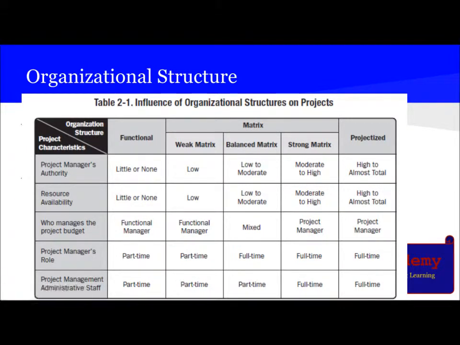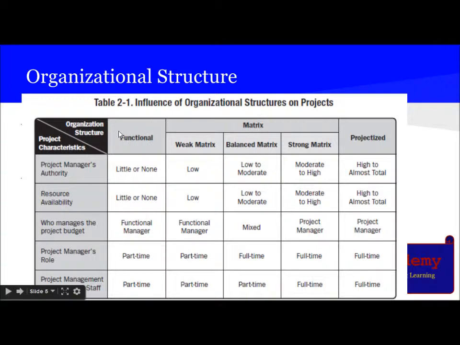Let's learn about organizational structure. The organizational structures are mainly of three kinds: functional, matrix, and projectized. In the case of matrix, there are three sub-kinds: weak matrix, balanced matrix, and strong matrix. So let's see the influence of the project manager on each type of organizational structure.